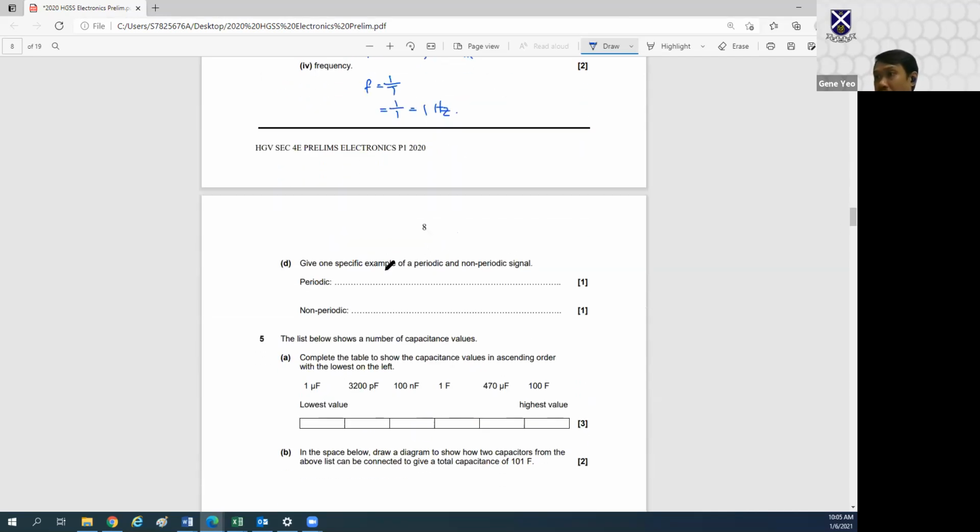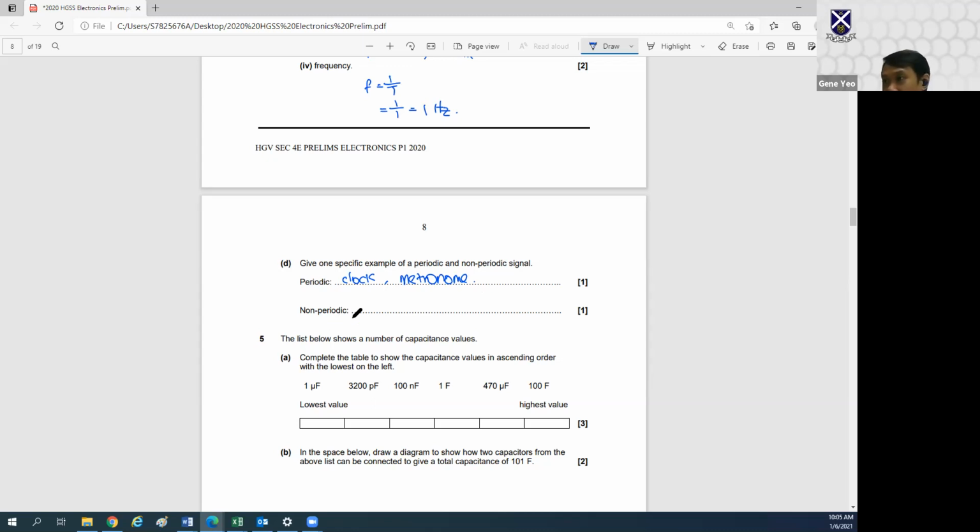Oh, there's one more, part D. Give an example of a periodic or non-periodic signal. This one is very open-ended. So there are many, many answers. Periodic signal, you can talk about a clock signal, a digital clock signal. You can talk about even real-world examples like a metronome. So there are many, many other examples. It's not just limited to 2.